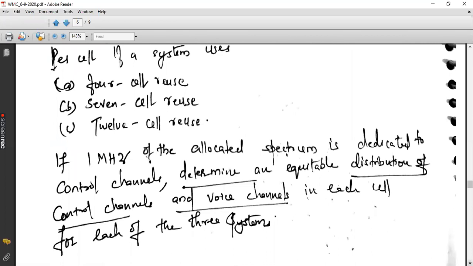If 1 megahertz of the allocated spectrum is dedicated to control channels, determine an equitable distribution of control channels and voice channels in each cell for each of the three systems.